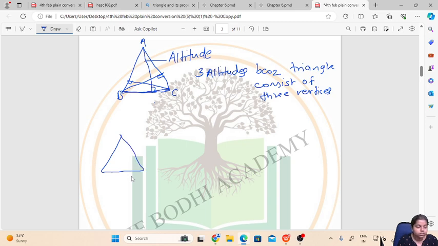The first is given as an acute angle triangle, correct? The triangle is named A, B and C. What they have told us is to draw an altitude from A, to the side BC. So it will be like this.